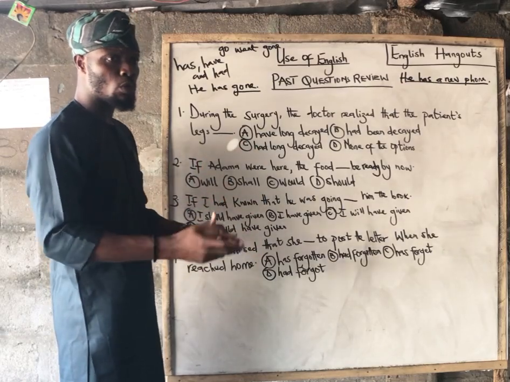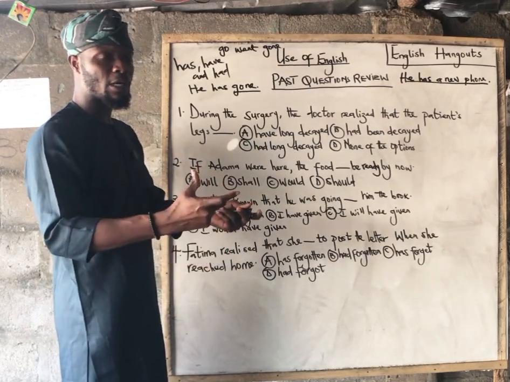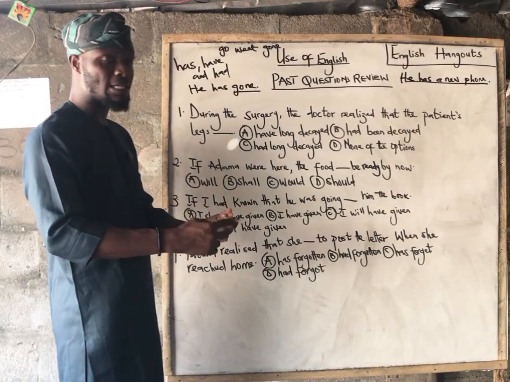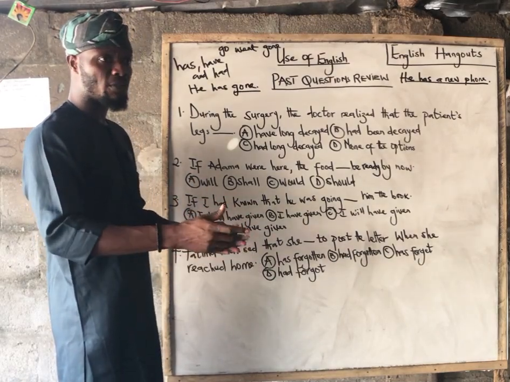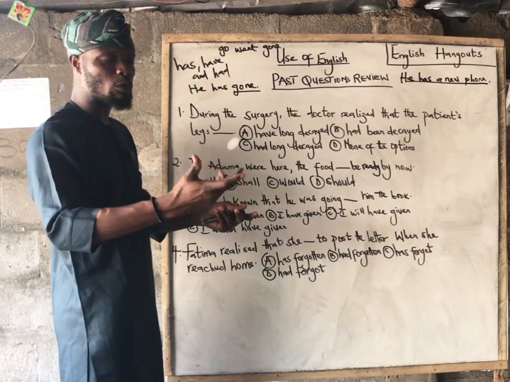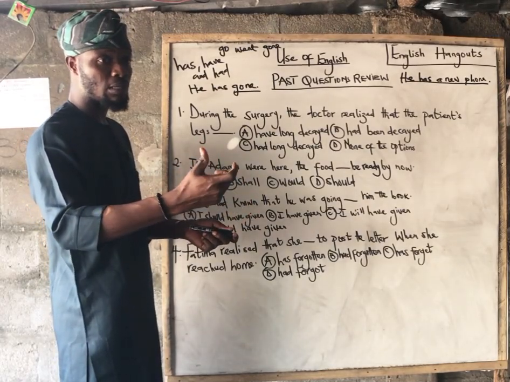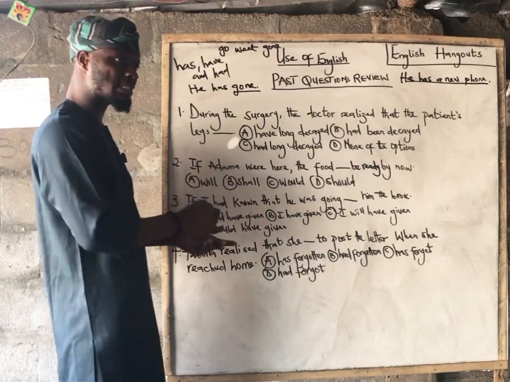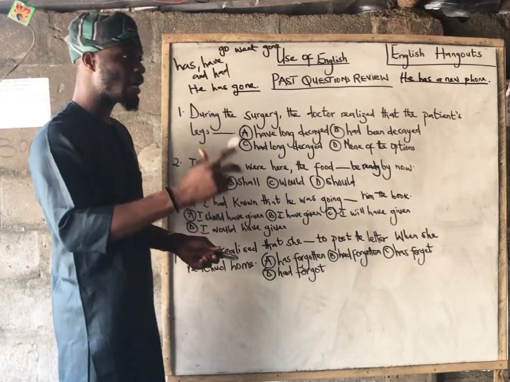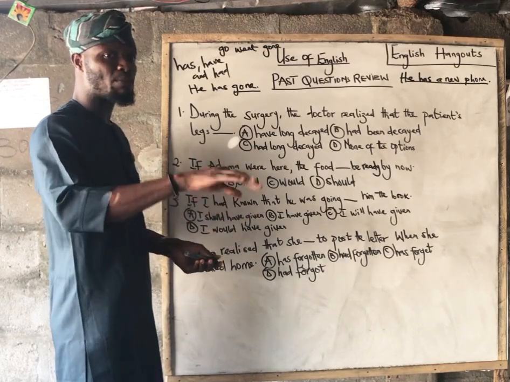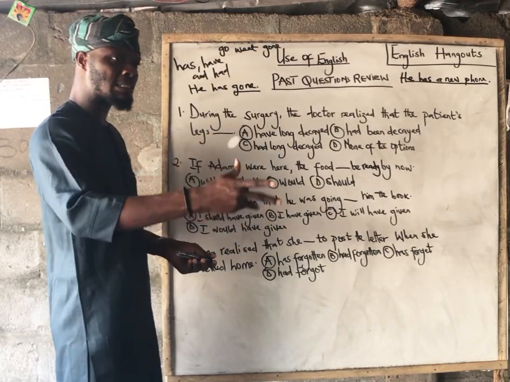How can you identify a conditional sentence? In any sentence where you see if, unless, provided that, all of these are conditional lexical items. Therefore, you are expected to choose had instead of has and have. And also, in reported speech, had is preferred to has and have.